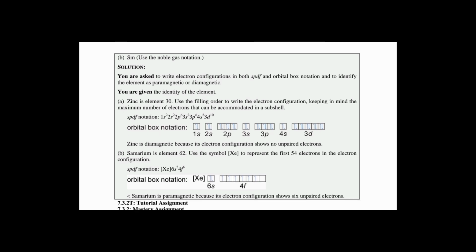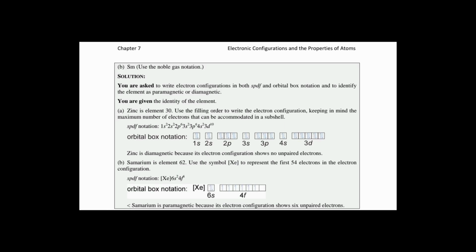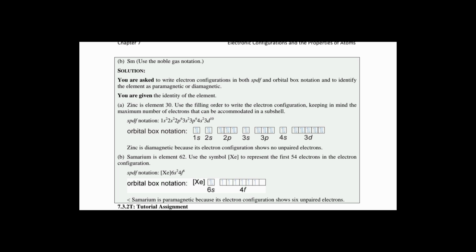You are asked to write the electronic configuration in both SPDF and orbital box notation and identify the elements as paramagnetic or diamagnetic. Zinc is the element with atomic number 30. Use the filling order to write the electron configuration, keeping in mind we have to fill 30 electrons. We will put 1s2, 2s2, 2p6, 3s2, 3p6, 4s2, and 3d10. Total of 30 electrons. This is the notation for zinc.